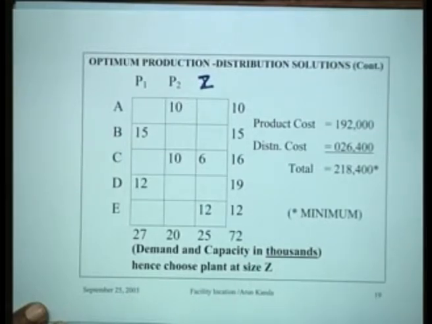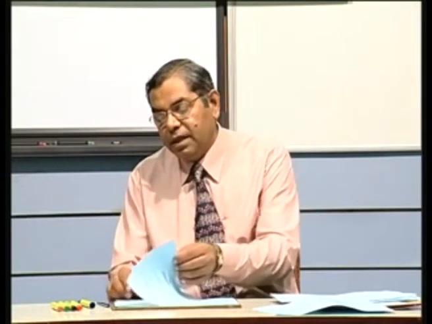Okay. So this was a fairly simple approach to determine where to set up the plant, considering both the costs of production and distribution, and evaluating for each of the options what the total cost is likely to be. Okay. So we have determined this. So this is a case of a plant addition, in that sense of the term.